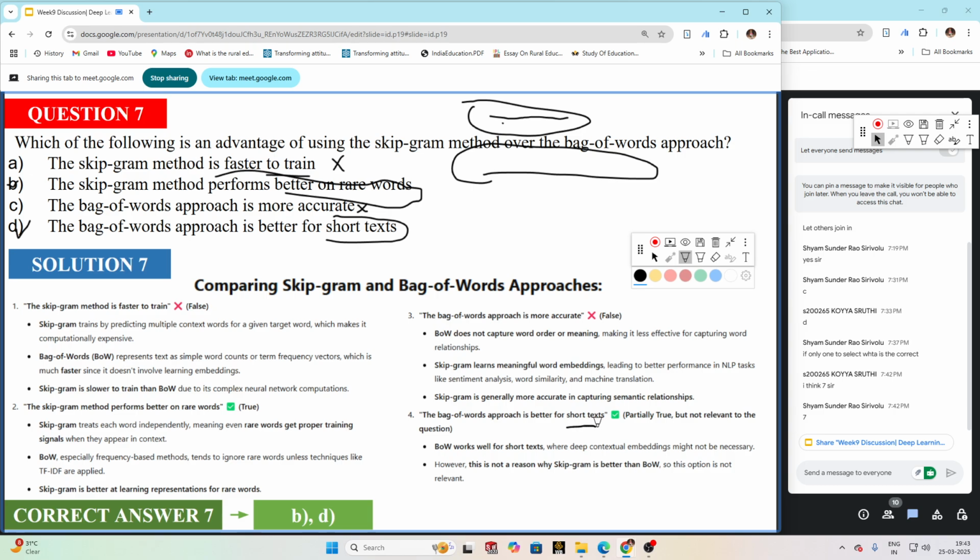For short text we cannot say very accurately, but with that logic we can say it is true. Here I am not so sure about it, but option B is the more accurate. So this is the thing. Is it clear?